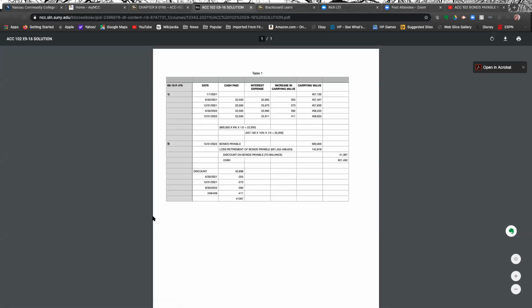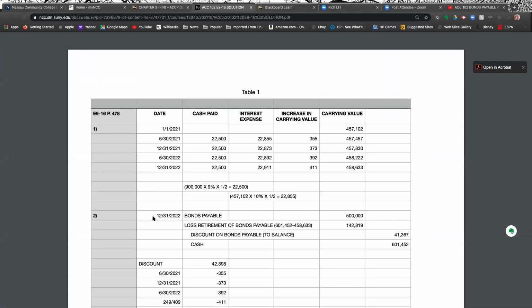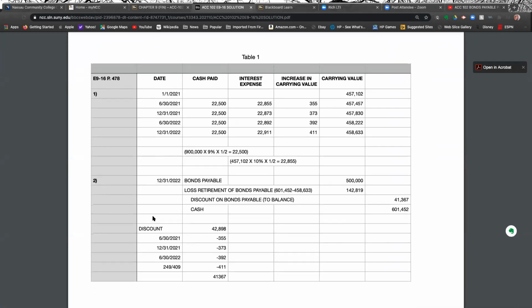Let's take a look at the solution to the problem. This is exercise 916, which is on page 478. And you see the table there again, right? The table is something that it's worth knowing how to construct because it has various applications.